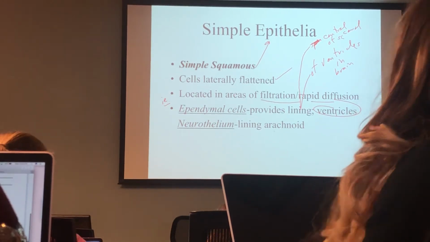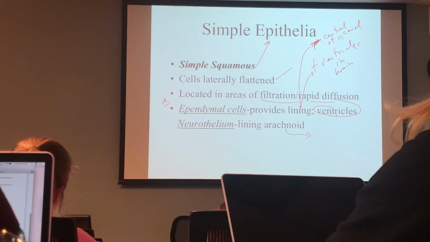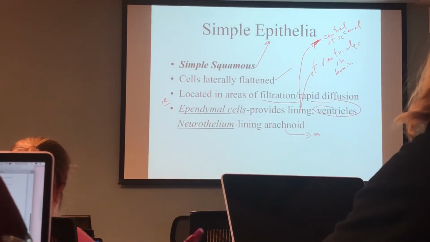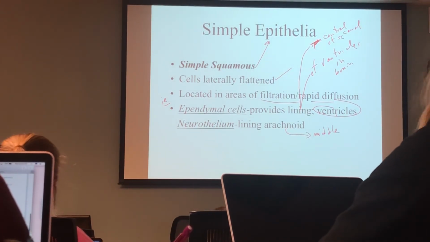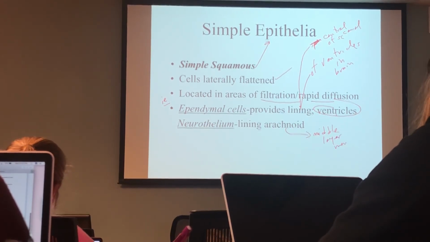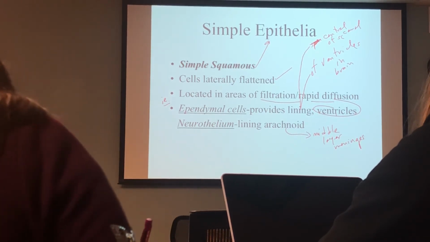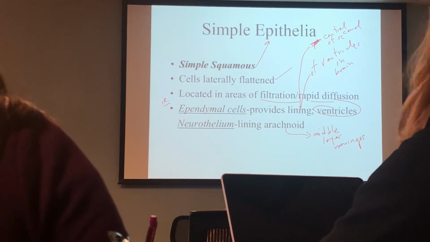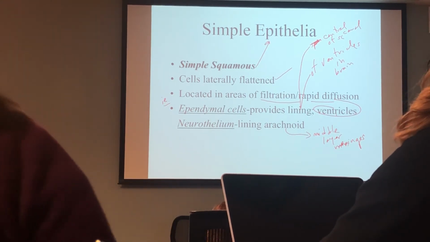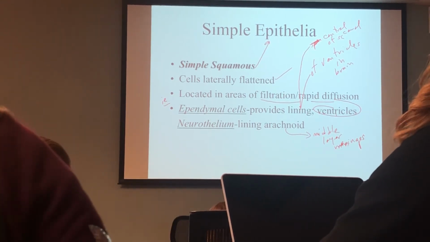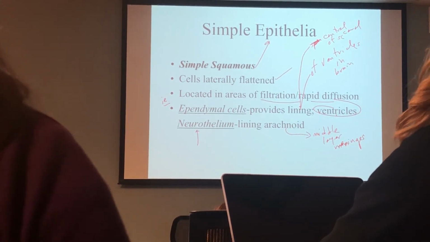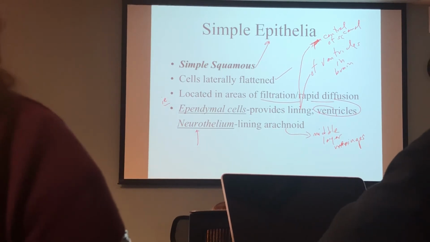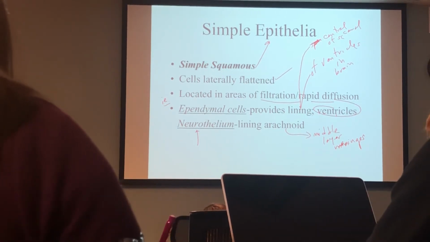Neurothelium is what lines the arachnoid. Just an FYI, the arachnoid is the middle layer of your meninges. You probably heard of arachnoid mater in your previous anatomy course, A&P, or whatever. Here it is, so your middle layer being the arachnoid. That's lined by a simple epithelium known as a neurothelium. Not much to add to that.